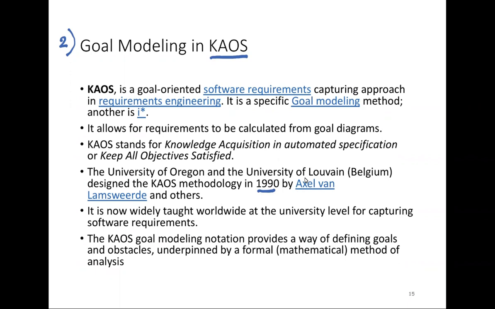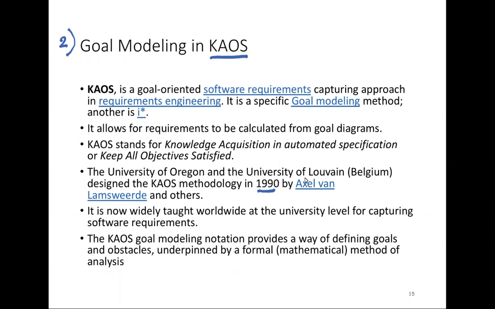It is taught worldwide at different university levels to capture and represent the software goals, and we call that, at some point, software requirements. Goal modeling using such notation provides a way of defining goals and obstacles, and is even underpinned by a formal mathematical method of analysis. We will not talk about the KAOS model in the course. We're just going to focus on the GRL.